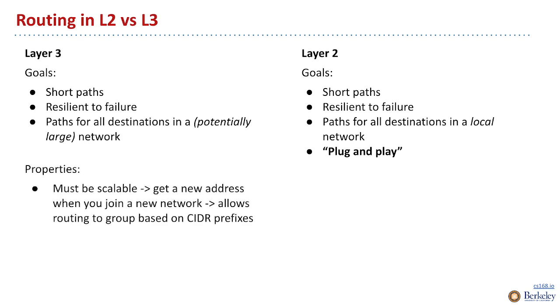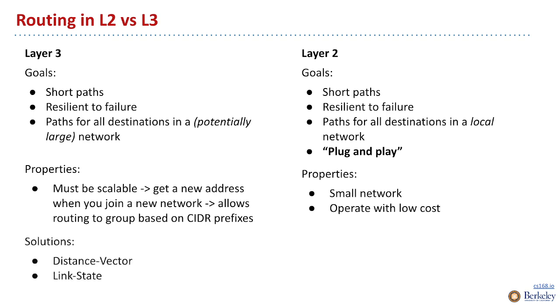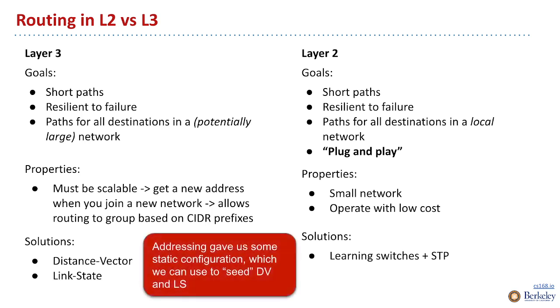And so L3 has this property where it has to be scalable. There's this whole question of addressing and how we handle addressing. Whereas with L2 you have a small network, and it needs to be operated with lower cost and lower setup difficulty. And so we find that distance vector and link state are a better fit for L3, where they scale well, but they require some initial setup with addressing, which gives us some sort of static configuration.